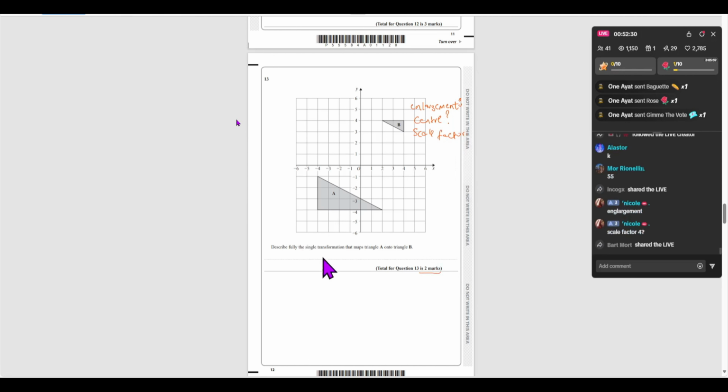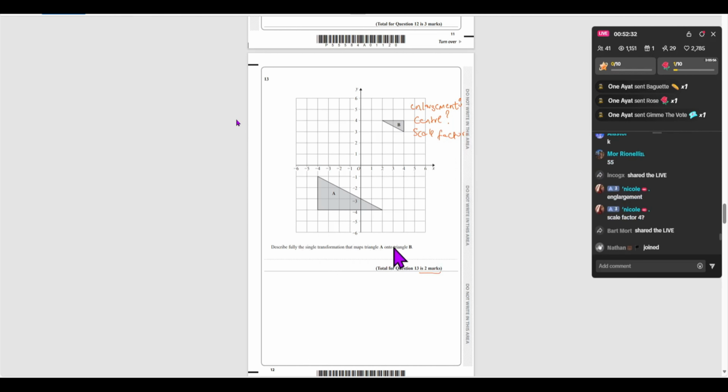Now it says the full transformation that maps triangle A onto triangle B. So we go from A to B, so we are decreasing.